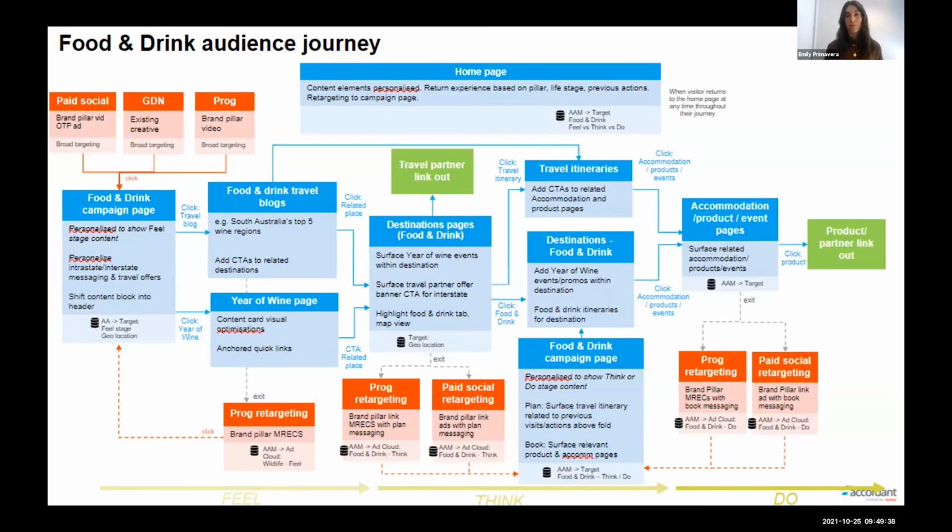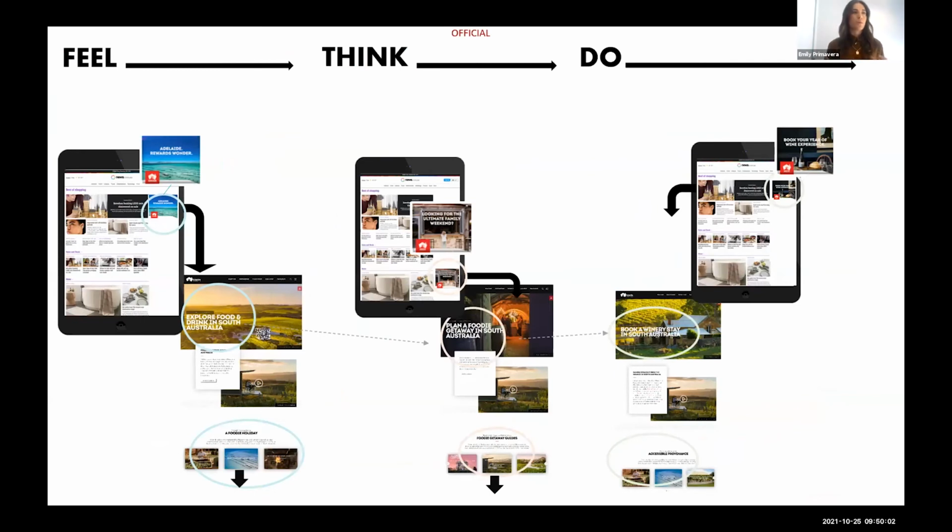So again, we created a little more complex journey this time, with our prospecting, remarketing, organic and paid activity all around it to push and nudge people through the journey, but across lots of different content on southaustralia.com and across the full site, with some more travel partner link outs, encouraging people to book throughout. And so then, we pull that through again into that Feel, Think and Do, or the Inspire, Plan, Book, right across southaustralia.com, with all of the media mapped out and customized at each stage, using those Feel, Think and Do, or Inspire, Plan, Book, food and drink audiences.